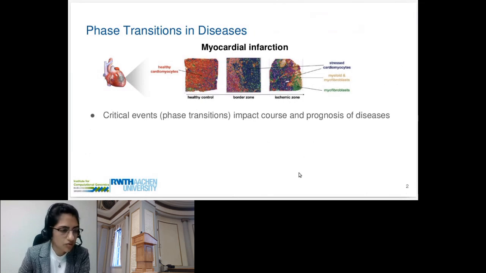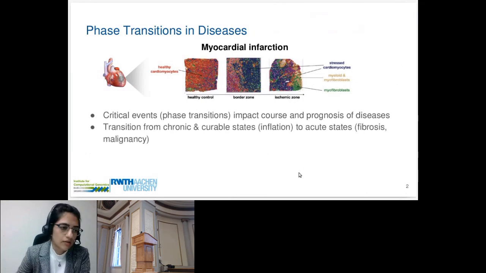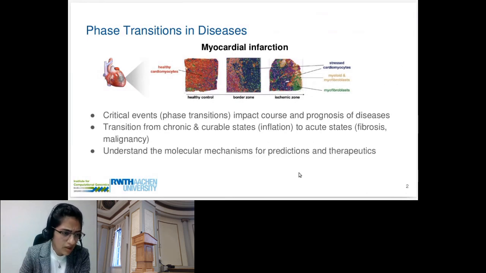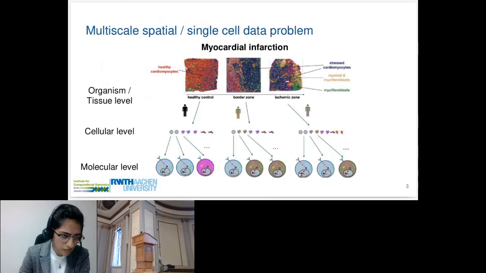So it would be important to identify these critical events that affect the prognosis of the disease and see what causes the transition from the chronic to acute states. This would help us understand the molecular mechanisms, to have better predictions and personalized treatments.